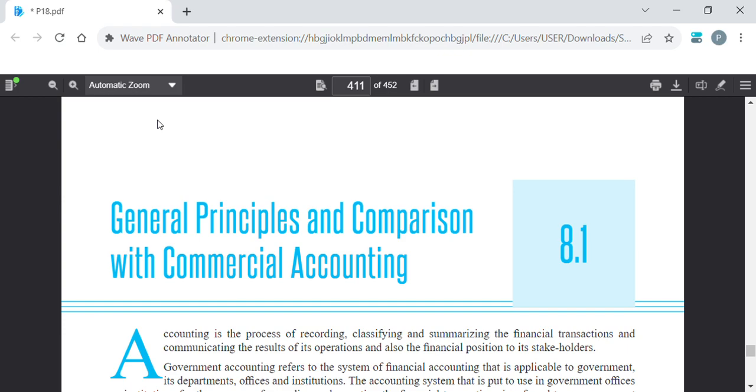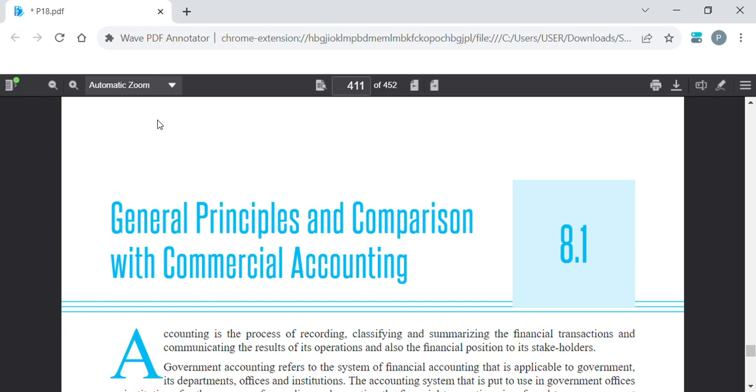Today we'll study a topic named General Principles and Comparisons with Commercial Accounting. This topic comes under Government Accounting. Our study material gives a weightage of 20% for this chapter, but around 22 to 23 marks worth of questions have come in exams if we go through past papers.